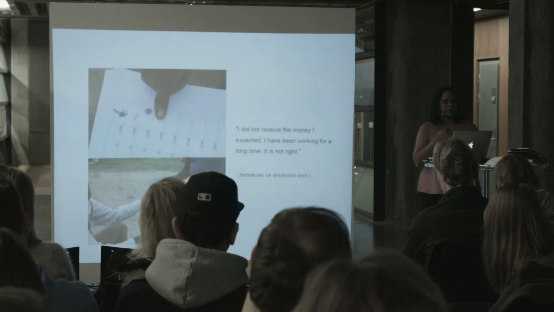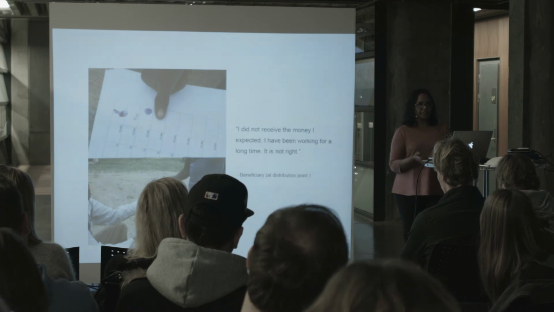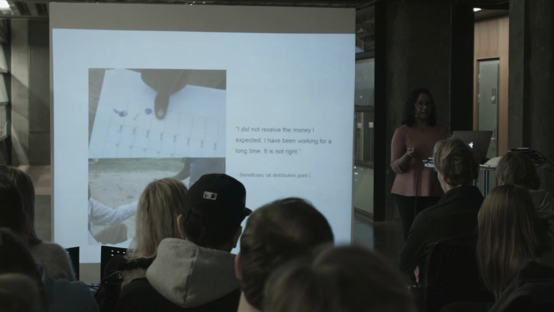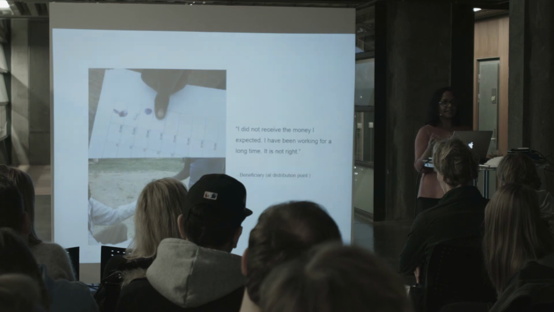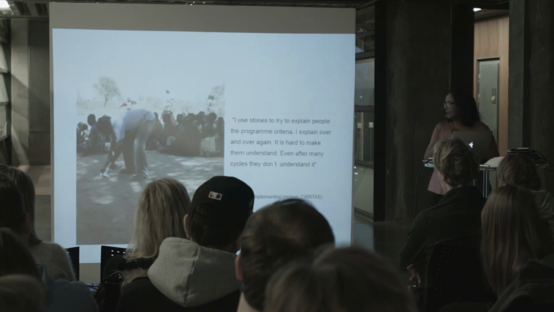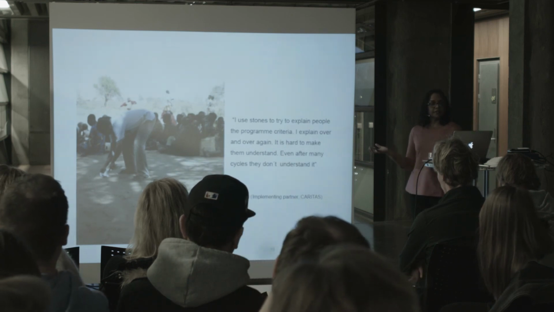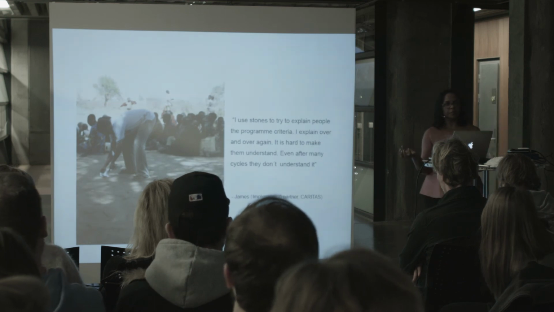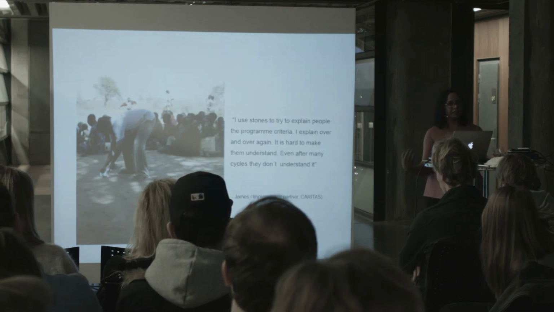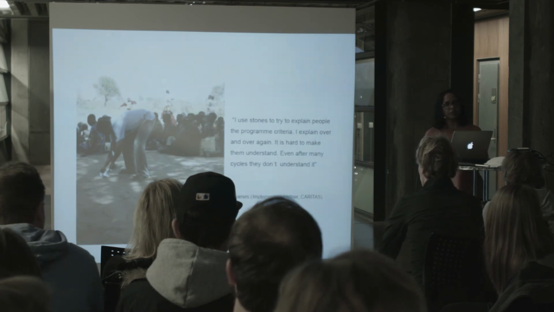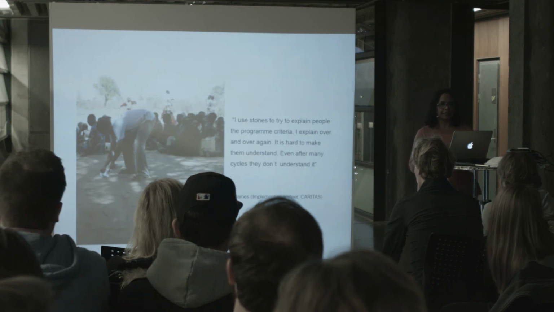A beneficiary, when they are at the point when they're receiving the cash, thinks, "I did not receive the money I expected. I've been working for a very long time. There's something wrong." They have no certainty in their everyday life. These are the problems that implementing partners were facing. They say, "I use stones to explain to people what they need to do, when they need to work, when should they get cash, and how much cash they should get. I do it over and over again, but people still don't understand it."